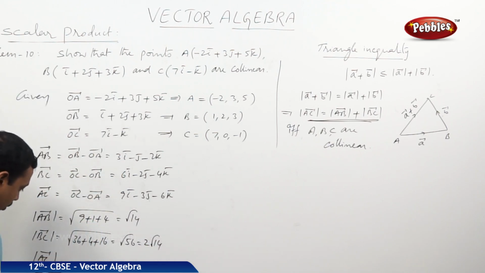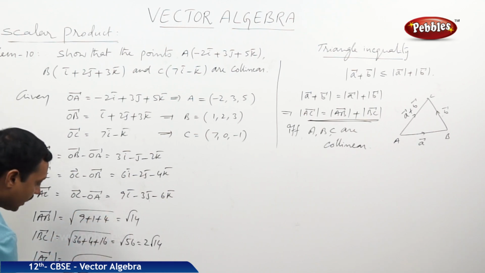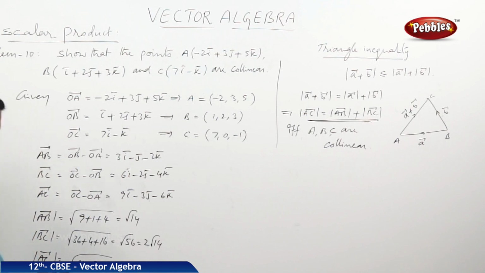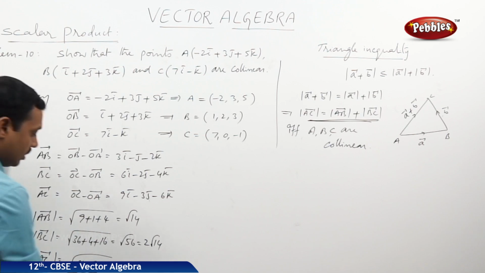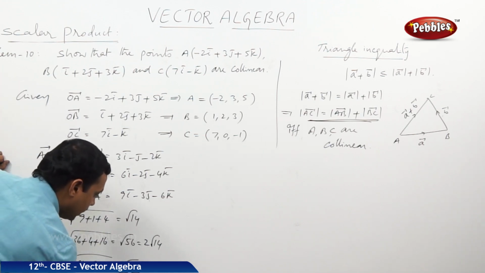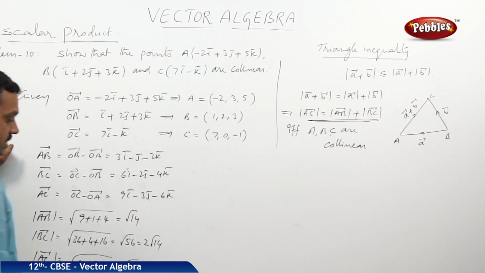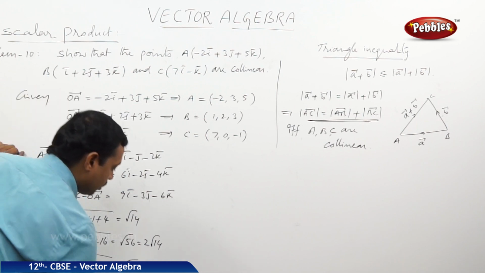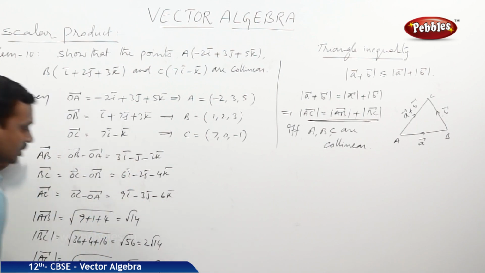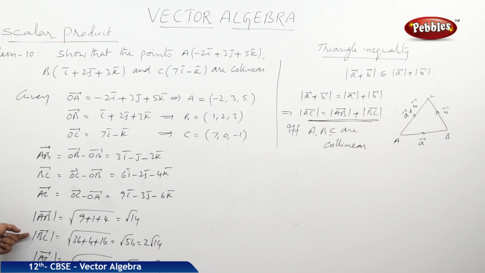Next, the magnitude of AC vector, that is root of 9 square, 81, plus minus 3 whole square, 9, plus minus 6 whole square, 36. What about this? 81 plus 9, 90, 90 plus 36, 126. You know, 126 is 14 nines, 14 into 9. That means square root of 14 into 9 is equal to 3 root 14. Here, sum of two distances or sum of two magnitudes is equal to magnitude of the third vector.